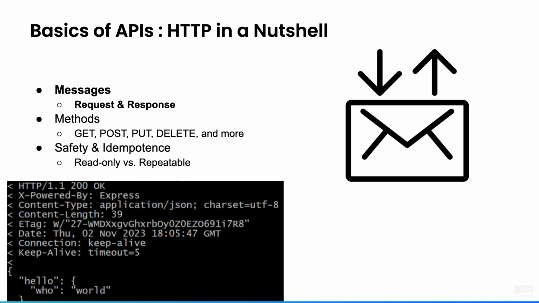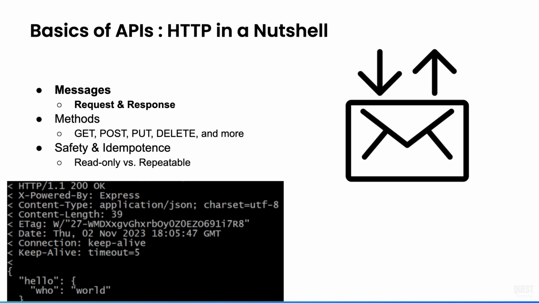Now, this is what a response message looks like. You'll see it also has a start line. Start line's arranged a little bit differently. It starts with the version of the protocol, and again, it's HTTP 1.1 in this case, along with a status code 200 and a description of that status, which is okay. We'll talk a lot more about status codes in a little bit.